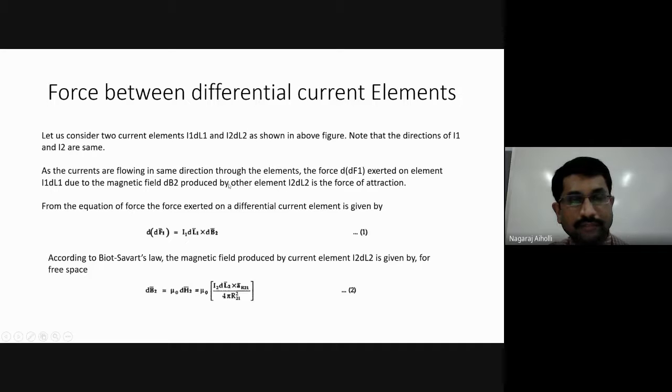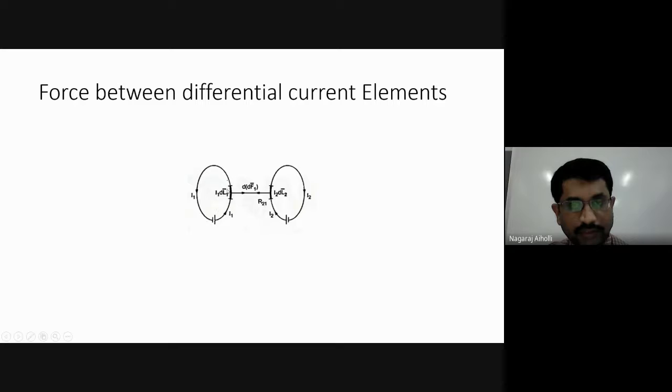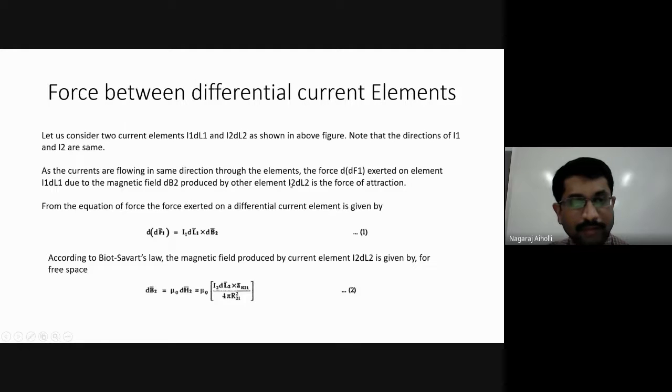As the currents are flowing in the same direction through the elements, we find the force d(dF1) exerted on the current element I1 dL1 due to the magnetic flux density dB2 due to the current element I2 dL2. There is a force of attraction between the two current elements due to the magnetic field dB2 produced by the other element I2 dL2.